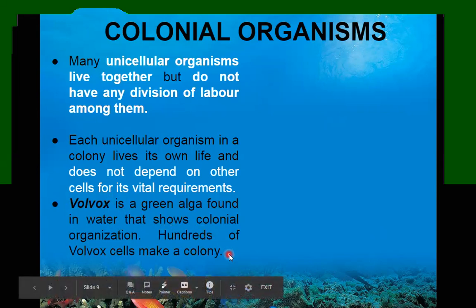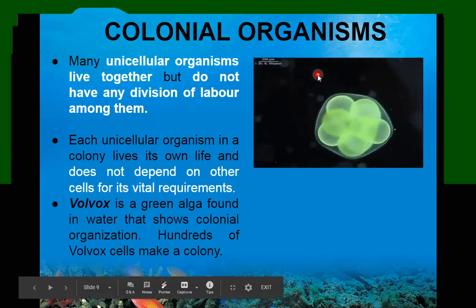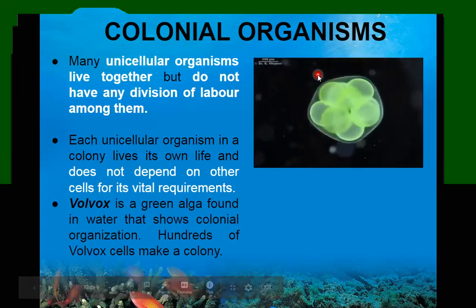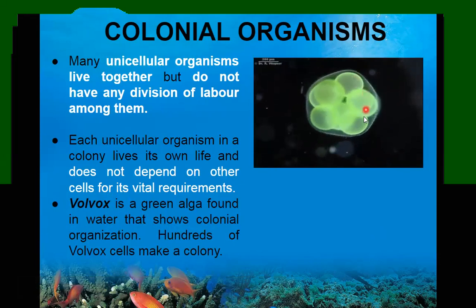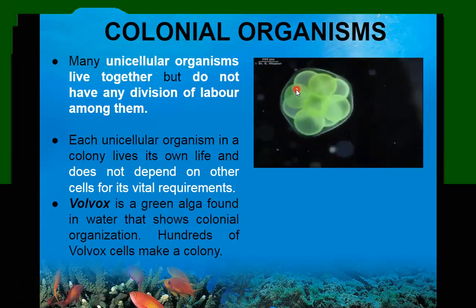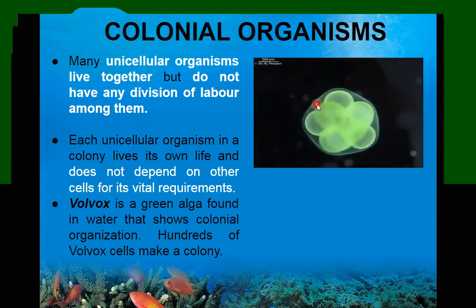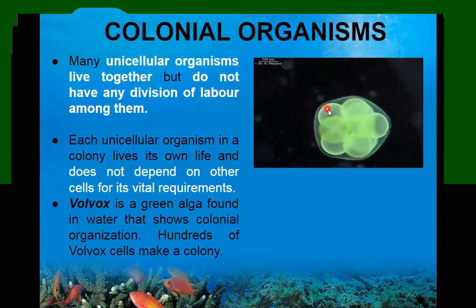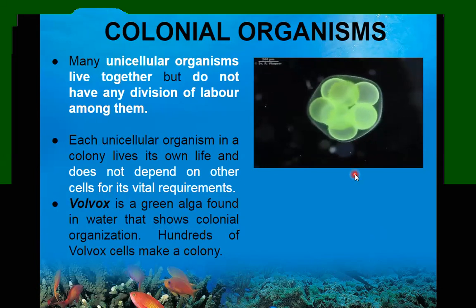Hundreds of volvox cells make up a colony, and this is the picture on the right side of your screen, and it shows how these volvox move around inside the aquatic medium, and they live in this globular structure, and inside one parent colony you can see several small balls. These are basically the daughter colonies of the volvox. So the parent colony along with the daughter colonies live together inside the aquatic medium.